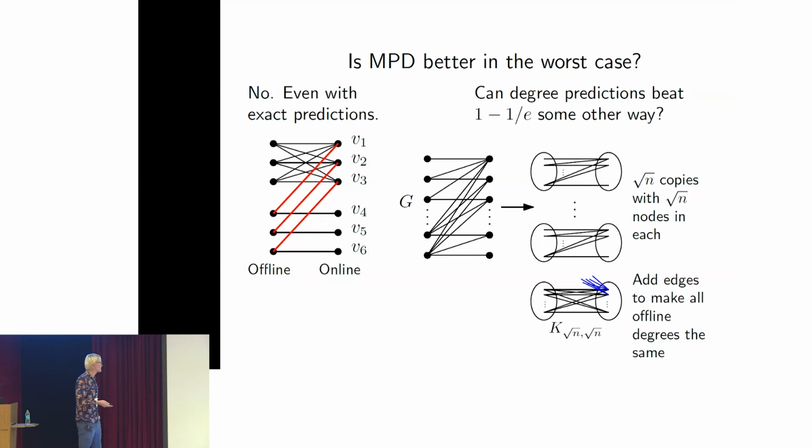And now when we think about it, if we present the algorithm with these bad examples, since all the offline degrees are the same, we gain no help from this degree information. So the answer here is also no. So that's why we turn in this paper to average case analysis of this algorithm.